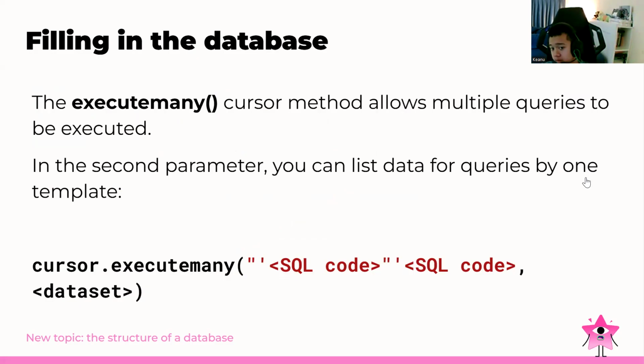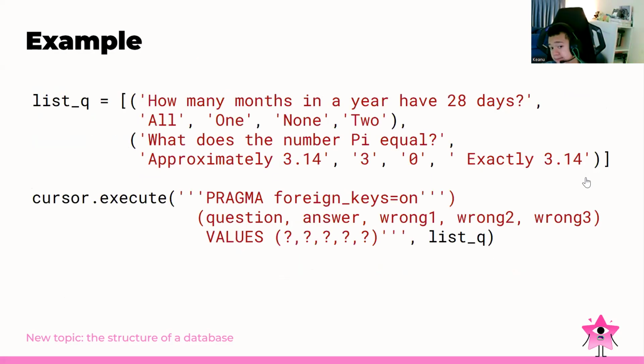So basically by this one, cursor.executemany, we have the SQL code and also a comma and then the data set. For example, for this one, we have the list queue. It will be questions like this inside the list. How many months in a year have 28 days? Maybe all, one, two, all, one, none, or maybe two. And also, what does the number pi equal approximately? So basically, for this one, we have the answer 3.14 for pi.